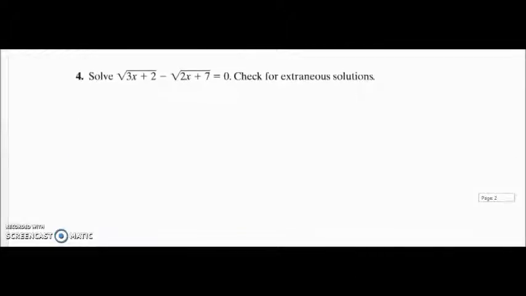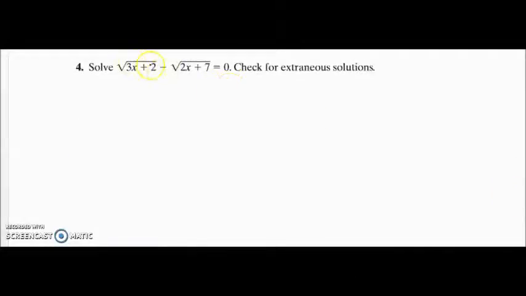Go ahead and do quick check number 4 on your own. Remember, you're going to get both of these, one on either side, and then you need to get rid of the square roots. Don't forget to check for extraneous solutions.